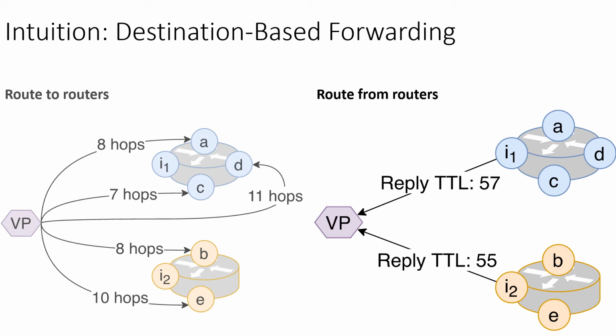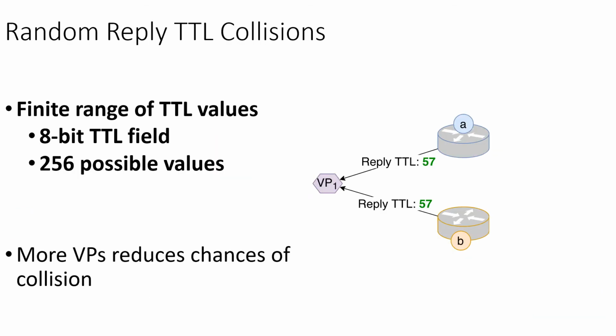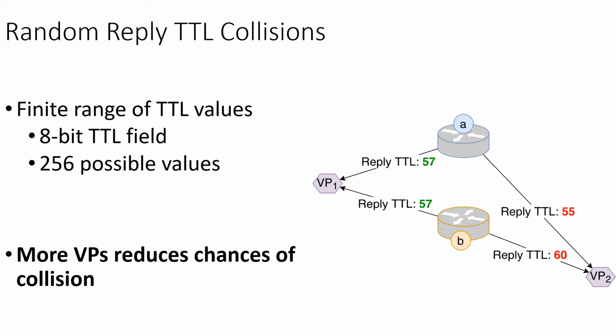If the reply TTLs match for two addresses, that suggests they might be on the same router, while different reply TTLs indicate that they might belong to different routers. Now there's always the chance of random reply TTL collisions, by which I mean that two addresses on different routers might have the same reply TTL to a vantage point. In fact, this is a virtual certainty. The TTL field is 8 bits, so there are only 256 possible values. And the values are likely not uniformly distributed, so some will be more likely than others. And for this reason, I don't just rely on the reply TTL to a single vantage point. Instead, I ping each address from every vantage point at my disposal.